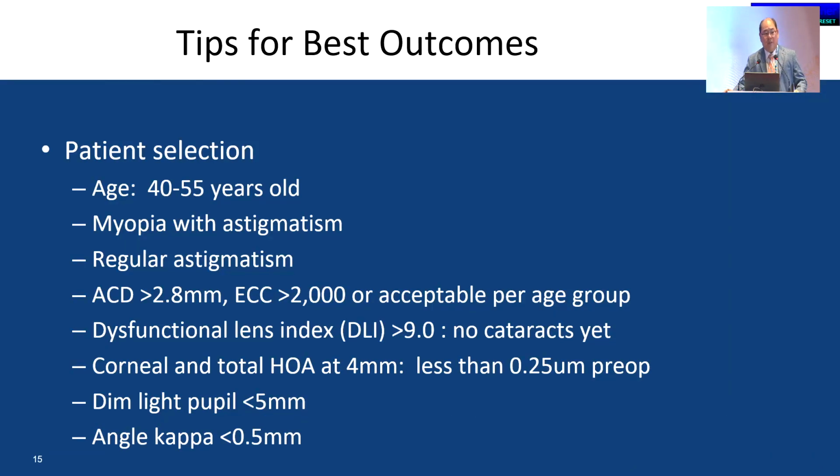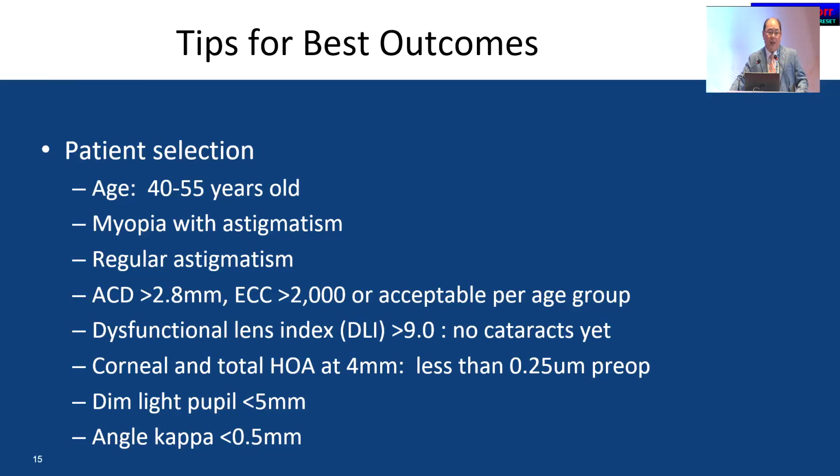So in terms of patient selection, what we do is we stick with 40 to 55-year-olds. Above 55 years old, of course, the RLE option comes into play. This is a myopic group of patients with astigmatism. We follow on-label: above 2.8 millimeters of anterior chamber depth and above 2,000 cells in terms of endothelial cell count. I check the DLI, or dysfunctional lens index, to make sure that everybody's above 9.